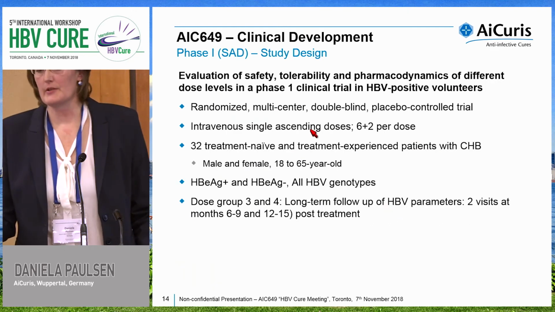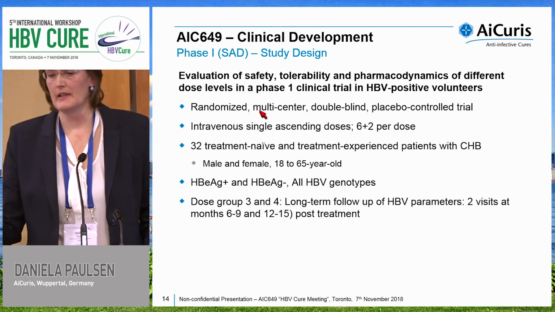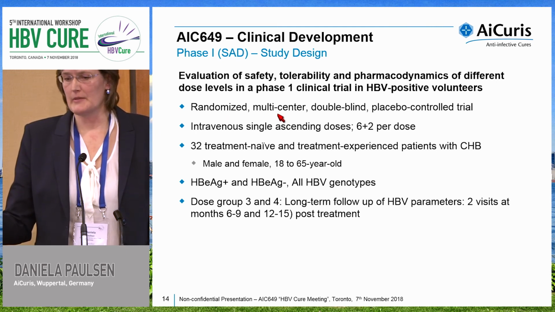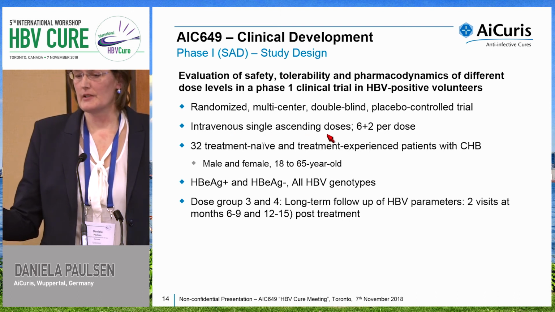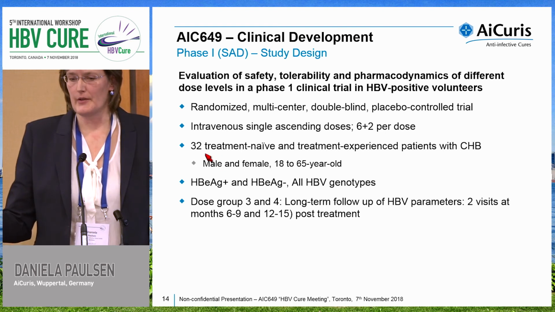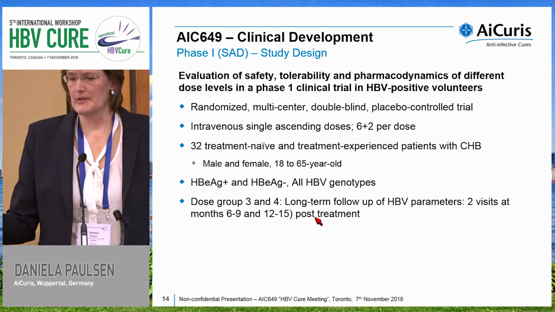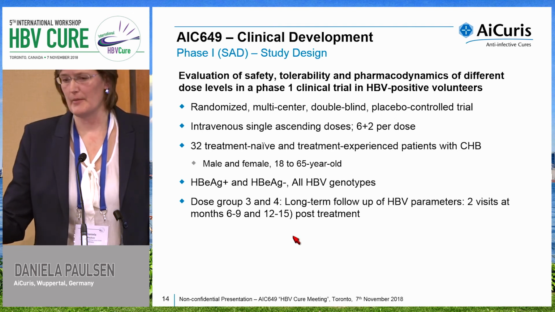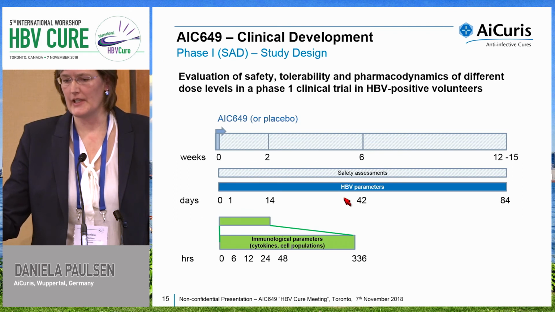Then we went to the clinics. We conducted a phase 1 study. Of course, that's only a single dose, but it was a randomized, multicenter, double-blind, placebo-controlled trial. Intravenous single ascending doses, 6 + 2 per dose, so 4 dose groups in total. 32 treatment-naive and treatment-experienced patients, HBV positive and negative, all genotypes, and most importantly, we are still in the follow-up, so we have 1-year data coming up as well. So we had safety, HBV parameters, as well as immunology parameters.